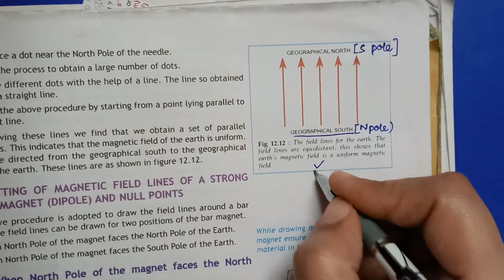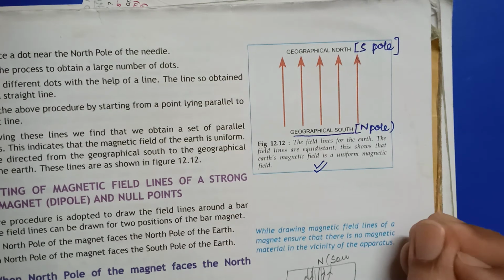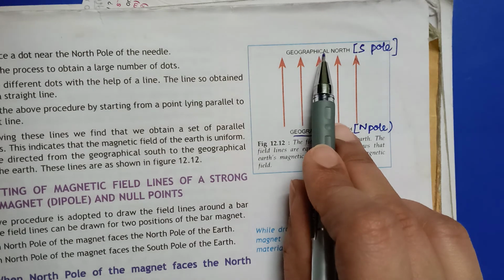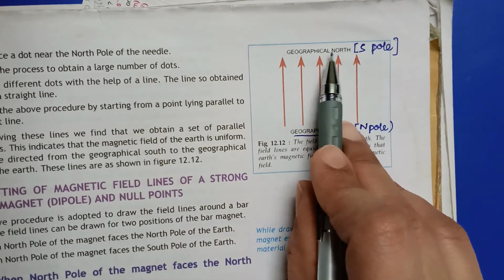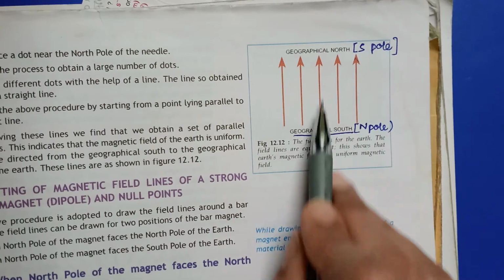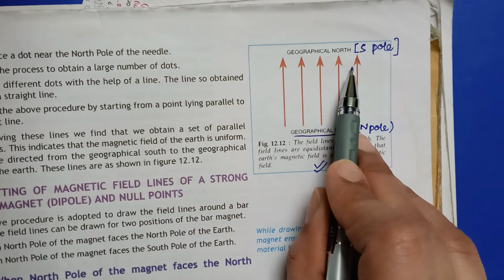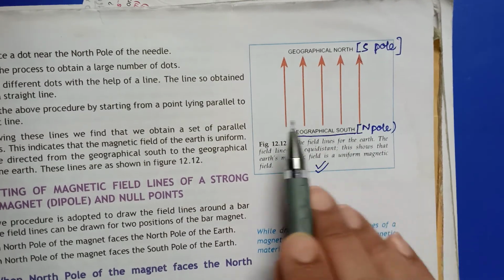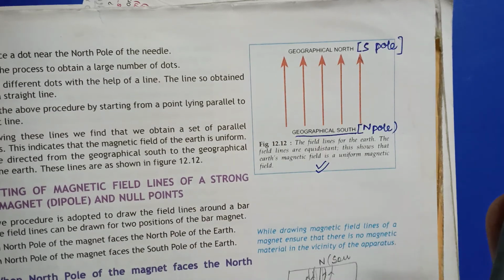So it is very important and simple. Only the concept should be clear. Fine. So geographic south and geographic north. Geographic south consists of the north pole. Geographic north consists of the south pole, and thus the direction of arrows for the earth's magnetic field is upward. And they are uniform. Why are they uniform? Because they are equidistant and they are parallel to each other. Okay, thank you.